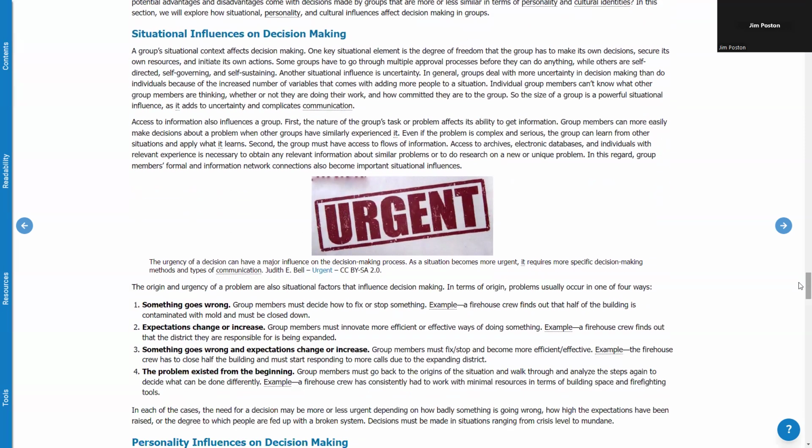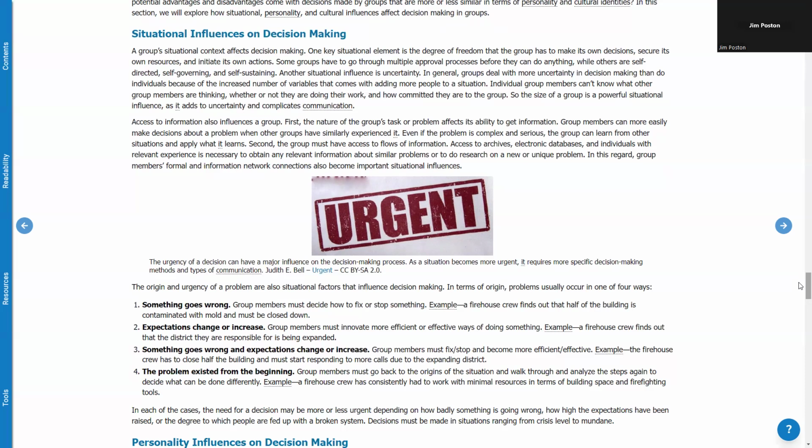Heading: Situational influences on decision-making. A group's situational context affects decision-making. One key situational element is the degree of freedom that the group has to make its own decisions, secure its own resources, and initiate its own actions. Some groups have to go through multiple approval processes before they can do anything, while others are self-directed, self-governing, and self-sustaining. Another situational influence is uncertainty.